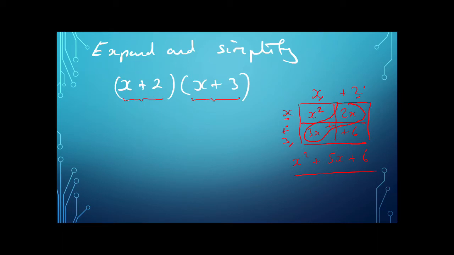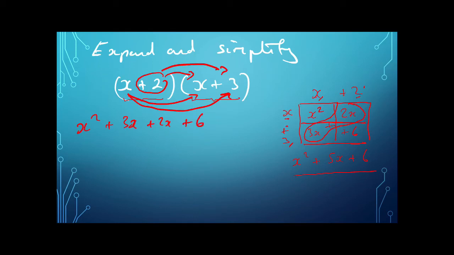Now we could have just done it like this. X times x is x squared. And then x times 3 is 3x. Then we head to the 2. 2 times x is 2x. And positive 2 times positive 3 is 6. So x squared plus 5x plus 6. And obviously we get the same answer.